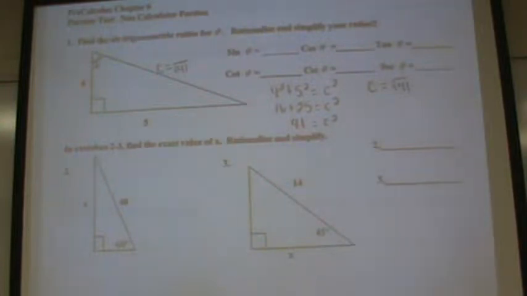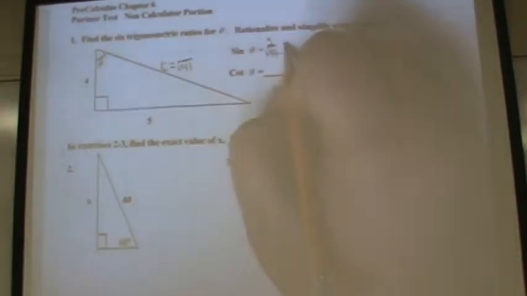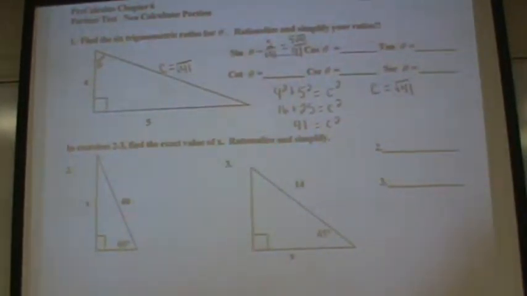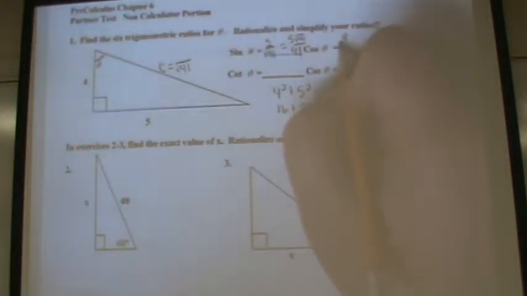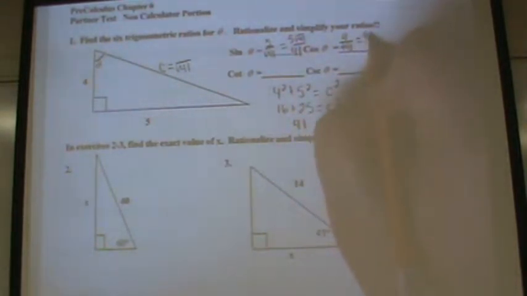So sine of theta, remember sine is opposite over hypotenuse. So opposite of theta is 5, and our hypotenuse is the square root of 41. So you get 5 over root 41, but you need to rationalize. So you get 5 root 41 over 41. Cosine is adjacent over hypotenuse, so our adjacent side is 4, giving 4 over root 41. Again, rationalizing, you get 4 root 41 over 41.